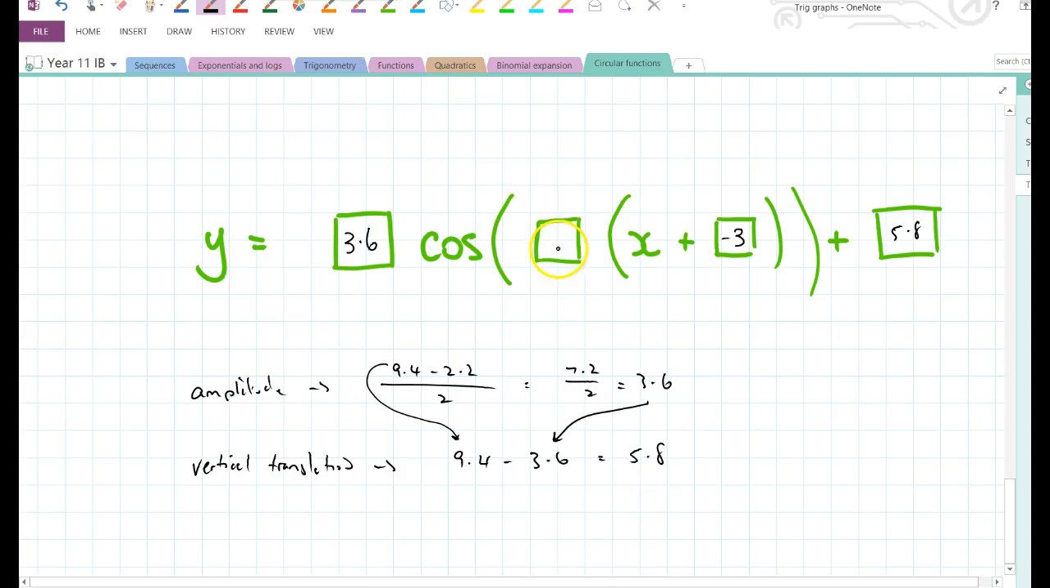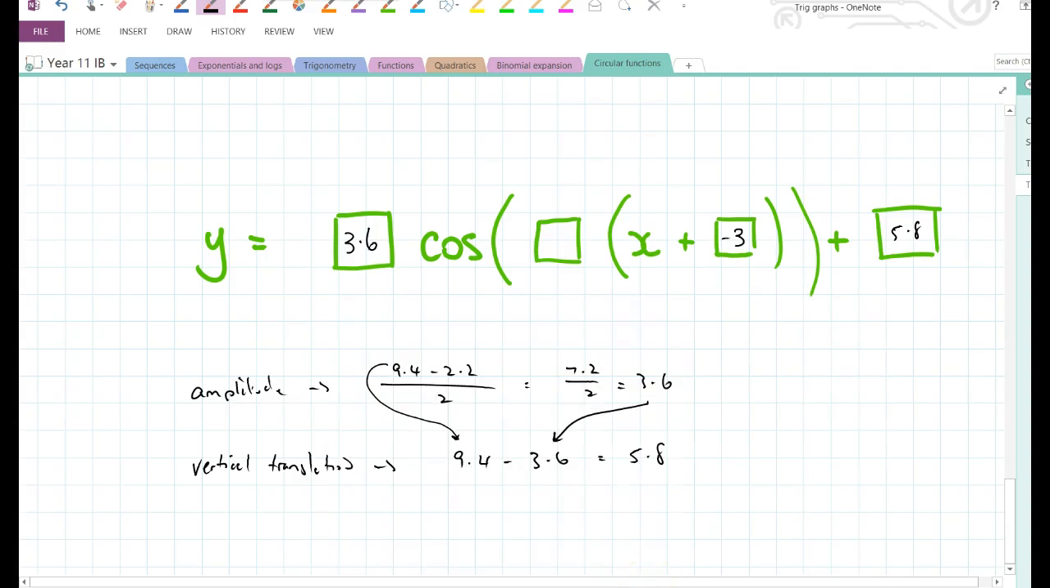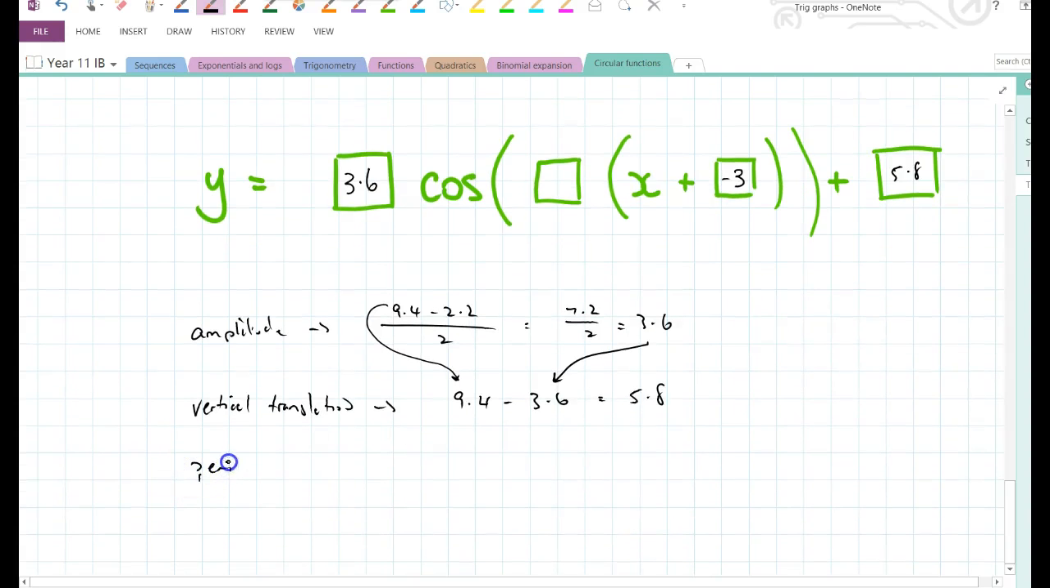The last thing to do is to work out the period of the curve. The period of the curve is from max to max. Its horizontal distance there is from 3 to 9. So our period is equal to 6. So 2 pi over b is equal to 6. So 6b is equal to 2 pi, and b will equal 2 pi over 6, or pi over 3. So pi over 3 goes in here.